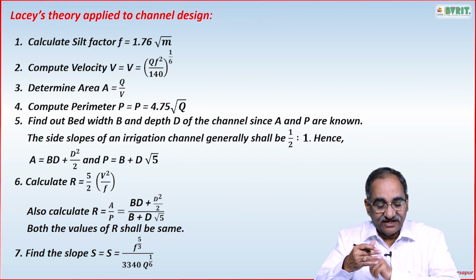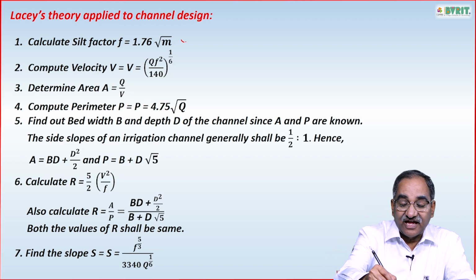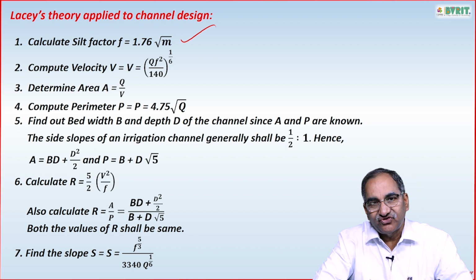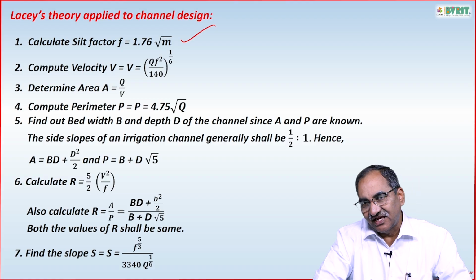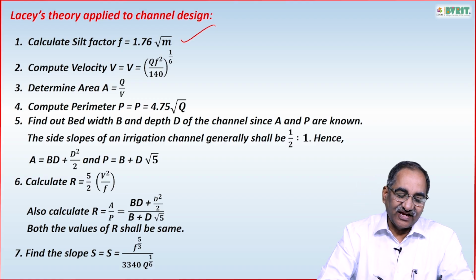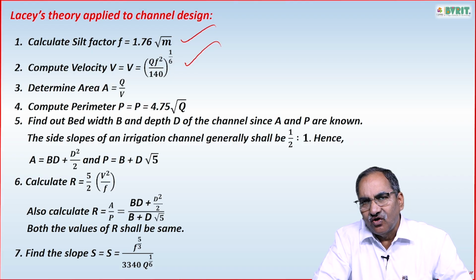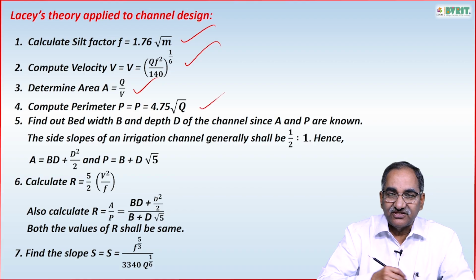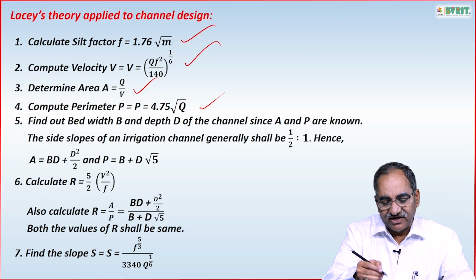Again, what are the steps? Let me explain before taking up a problem using Lacey's theory. First, calculate the silt factor. Either the silt factor should be given or you should be given the particle size. Based on that, the silt factor should be known to us. Second, calculate the velocity of flow, V equals Q F square divided by 140, whole to the power of 1 by 6. Then calculate the area of flow. Then you know P is equal to 4.75 root Q. A is known, P is known, so can't you calculate B and D?